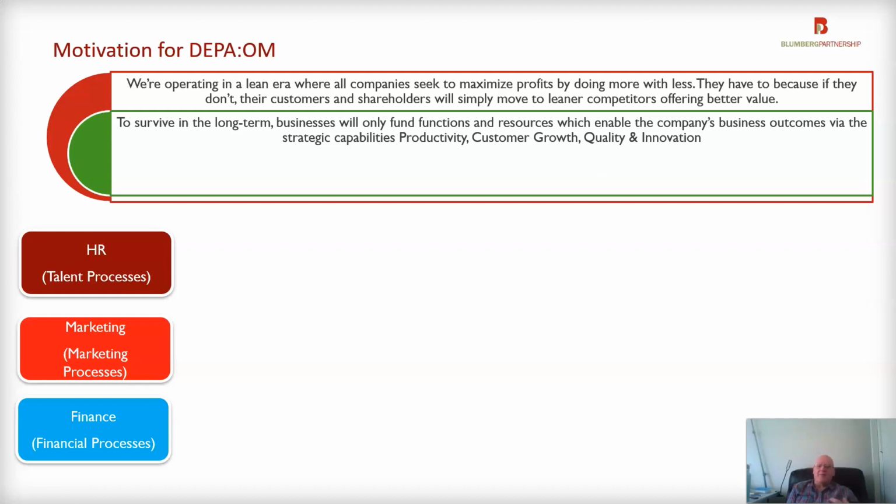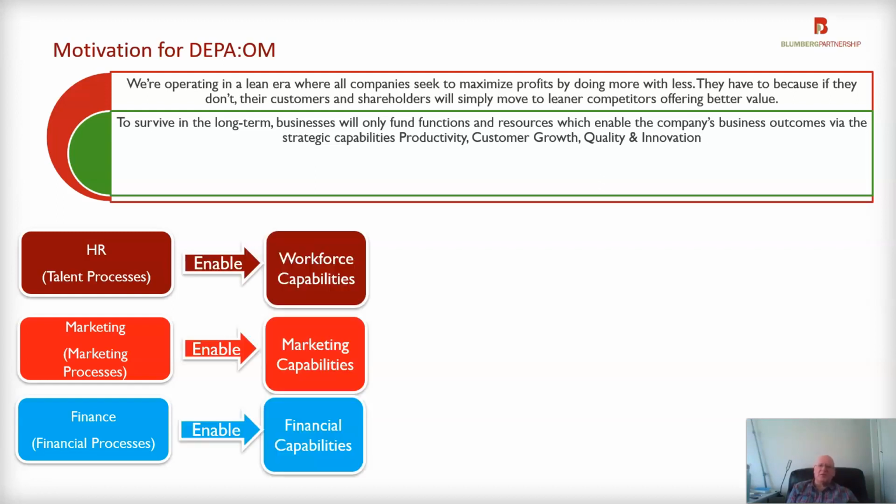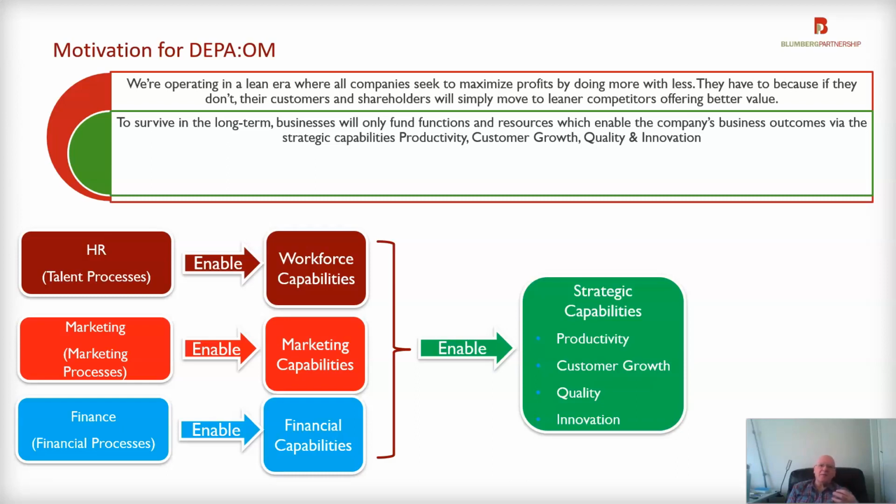Now, why do we have these processes in an organization? Well, the answer is that we have them because they enable a set of tactical capabilities. The tactical capabilities that HR processes enable are workforce capabilities. Marketing will enable marketing capabilities, and finance will enable financial capabilities. Now, why do we have these capabilities? Well, the reason is that we have them because if we choose the right capabilities, the right tactical capabilities, those tactical capabilities will enable a set of strategic capabilities. In other words, will enable the implementation of the company strategy, of your company strategy.